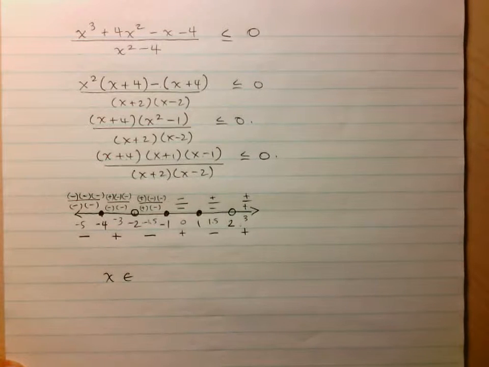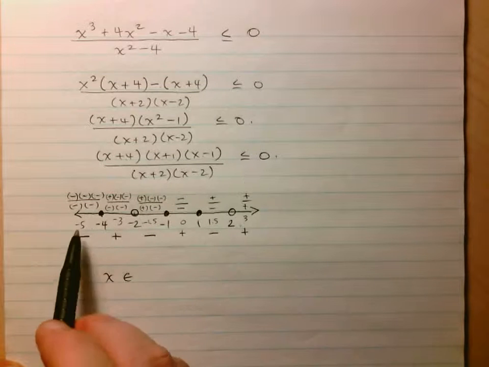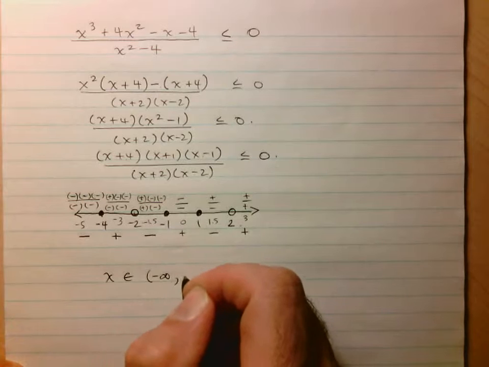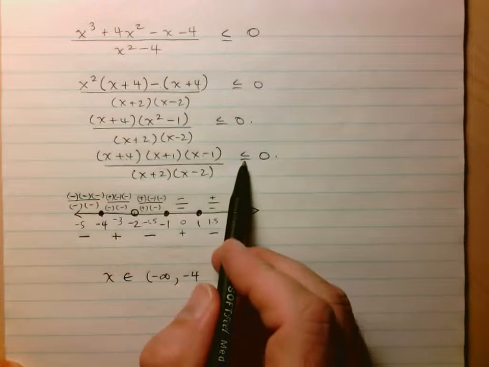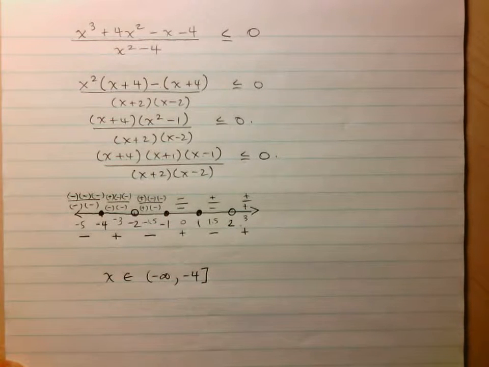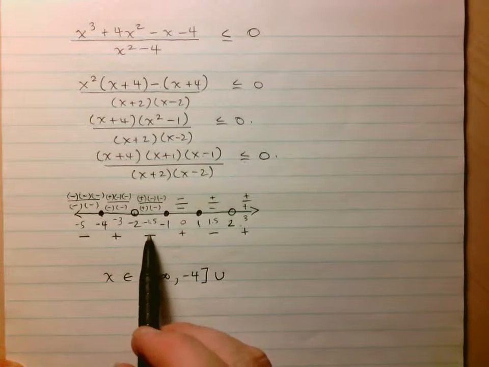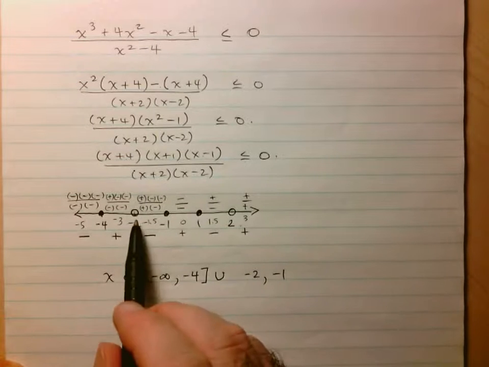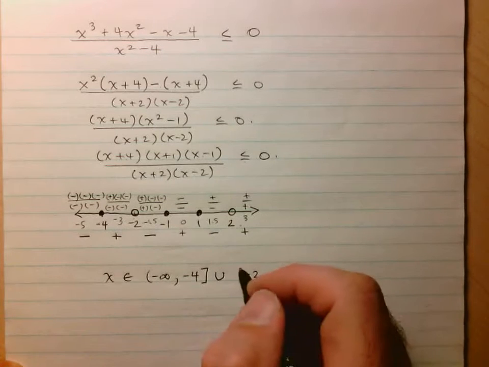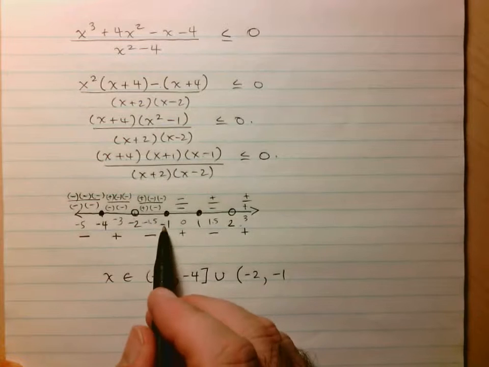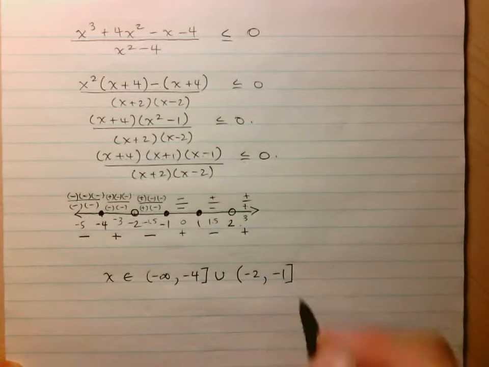So x is an element of the set. Well, less than or equal to 0. So I need to include this interval here from negative infinity to negative 4. And because I do want to include when it's equal to 0, I use a square bracket to include negative 4. Okay, now union, the next time it's negative is in this interval here, from negative 2 to negative 1. I don't want to include negative 2 because that's where I have a vertical asymptote, so it's not part of the domain, but I do want to include negative 1 because that makes it equal to 0.